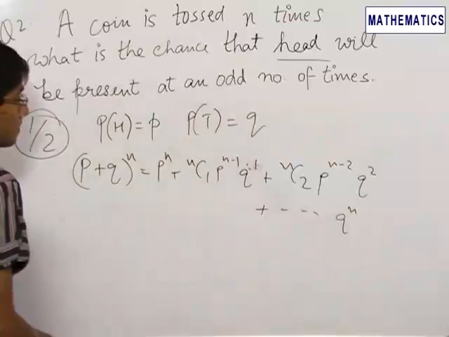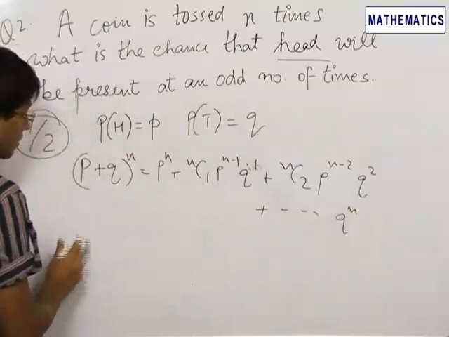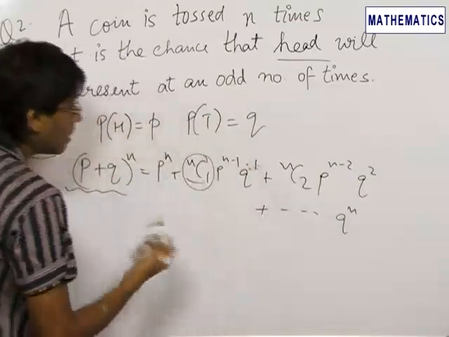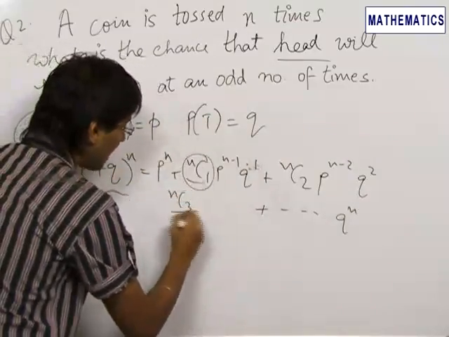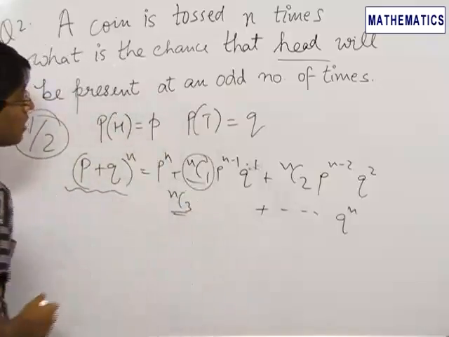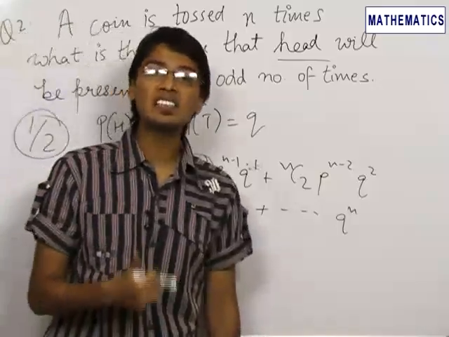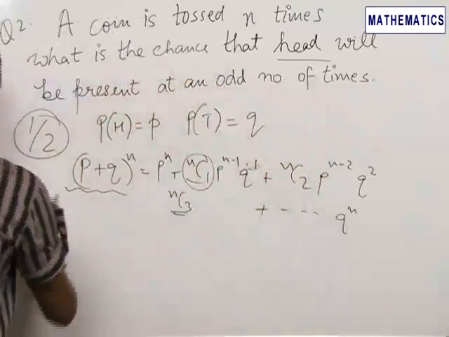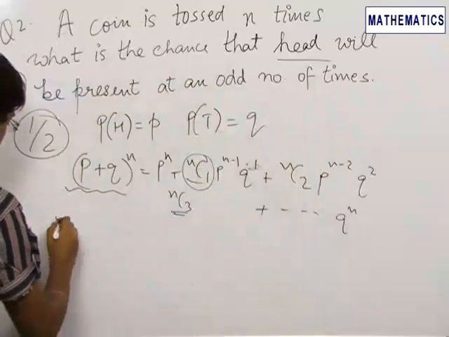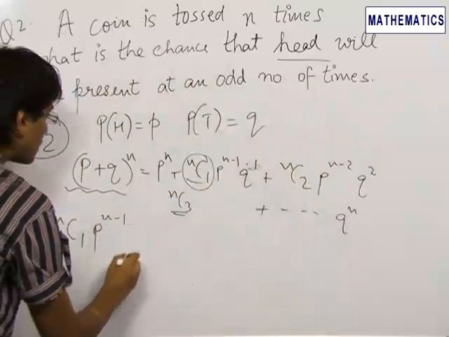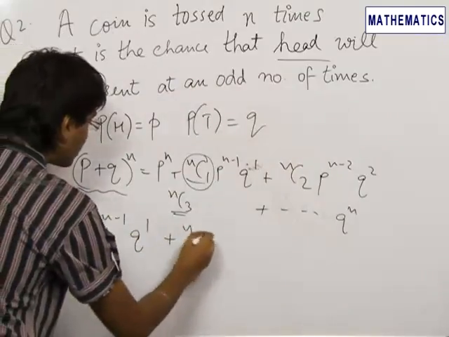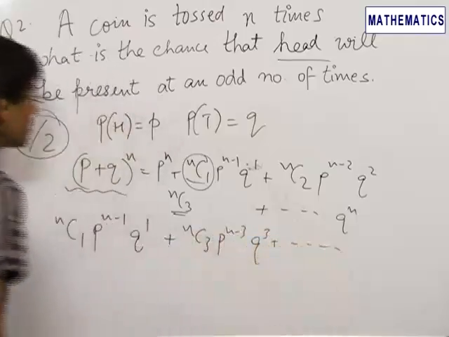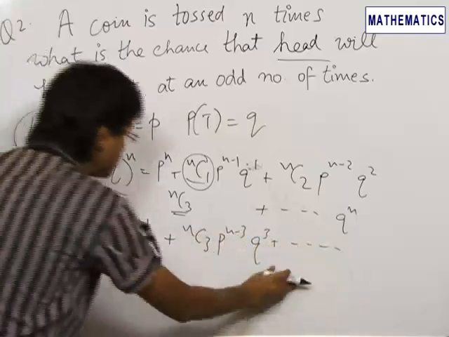Now what we require is the sum of the even terms in the expansion of (P plus Q) power n, because the second term contains NC1, the fourth term contains the factor of NC3, and as we saw in the earlier formula, we required the sum of NC1 plus NC3 plus NC5 only because we want head to come an odd number of times. Hence our required sum is NC1 P power n minus 1 Q power 1 plus NC3 P power n minus 3 Q power 3 and so on, and this summation is our required sum.